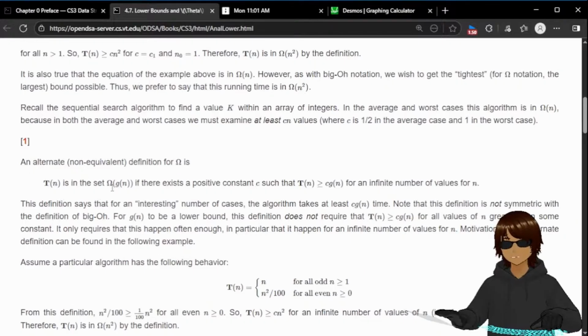T(n) is in the set Omega(g(n)) if there exists a positive constant c such that T(n) is greater than or equal to c·g(n) for an infinite number of values for n.